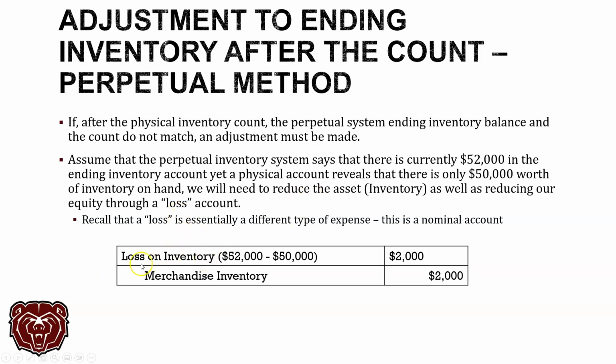We call this account loss on inventory, and it is simply the difference between what our inventory system says we have and what our physical count says we have. Okay. Notice we are debiting this. It is like an expense, right? We are debiting it to increase it. A loss is just a different type of expense, and they are nominal accounts, meaning this will close to retained earnings at the end of the period.